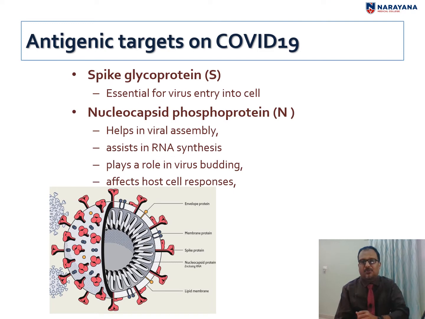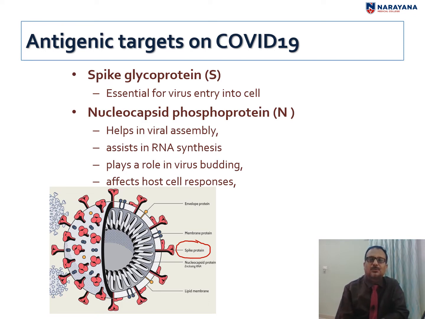Before going to the antibody testing, we should understand what the antigenic targets on COVID-19 are, for which the antibodies are going to be detected by serological testing. The first one is the spike protein. Here you can see the spike protein. You all know the importance of this spike protein. It's essential for the virus entry into the cell. It enters the cell and gets attached to the ACE2 receptors through these spike proteins.